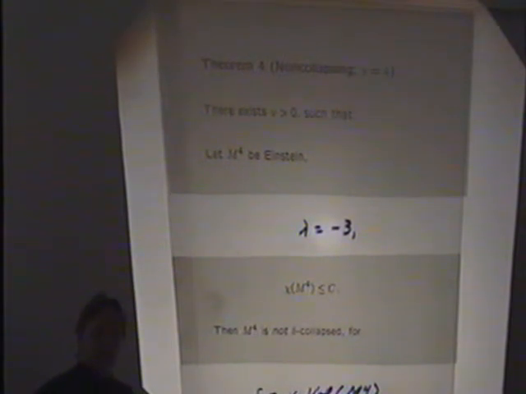So this is saying that almost all of the L2 norm is concentrated near these points. On the other hand, if we assume that lambda is minus 3 as opposed to less than or equal to 3 in absolute value, then the pointwise norm of R squared is not small anywhere. It's comparable to the volume. It's bounded below by a definite multiple of the volume. So this gives a contradiction.